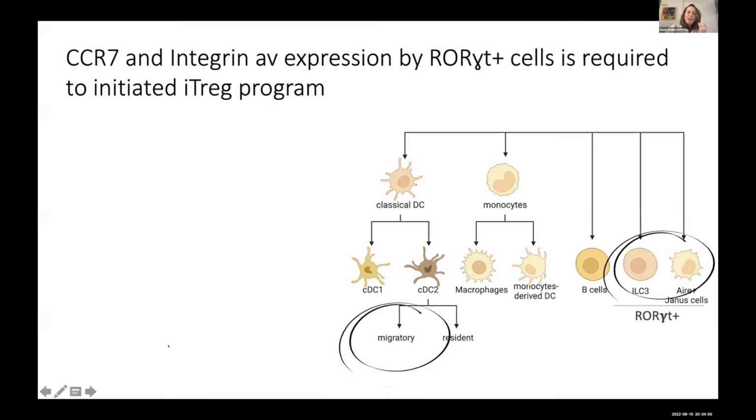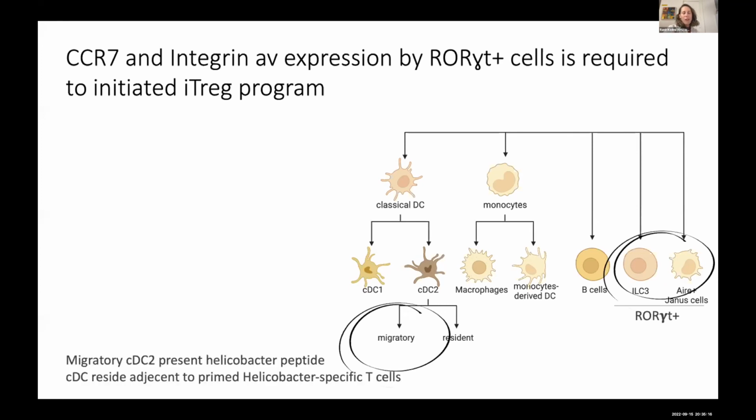But we still couldn't figure out what's going on with the migratory dendritic cells. And why did we insist so much on those cells? The reason is that we had quite a lot of evidence that we thought they should be involved. First of all, years of studies suggested migratory dendritic cells type 2 initiate the Treg response, based on in vitro data of differentiation of cells, etc. Another point that I want to make is that we found that those cells, the migratory dendritic cells, present the Helicobacter peptide on MHC class 2, and we found that they are adjacent to cells that are just getting primed in the mesenteric lymph node.